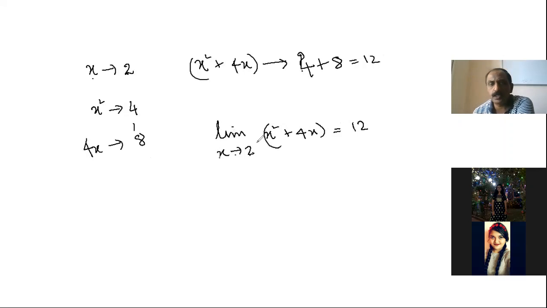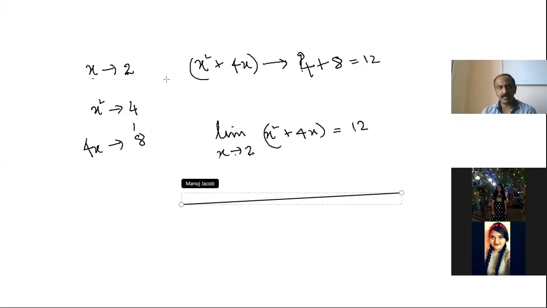Do you understand this notation? How to write the notation? Look at this. In your book, there will be a line like this, right? In the full papers, you have a line. You will write LIM here, x tending to 2 down the line. You will write the function on the line. And then you will write the answer as 12. Did you understand the notation?